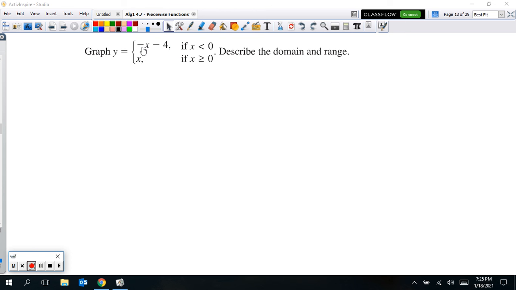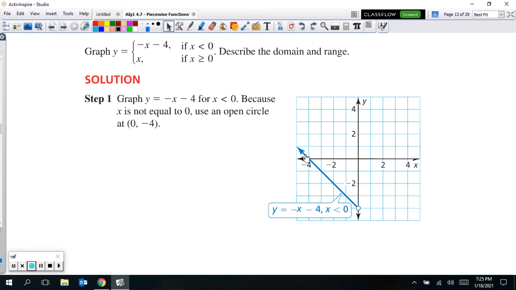But for this one, we've got to just graph each one of these. So it's negative x minus 4. Your slope is negative 1. Your y-intercept is negative 4. And where we're going to see that is if x is less than 0. So when x is less than 0, we're going to see that. And so we look at where this one's going to be.